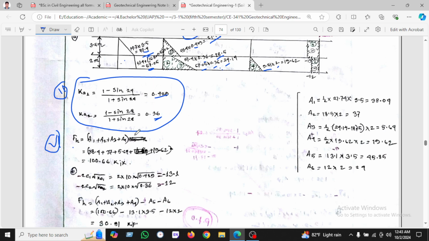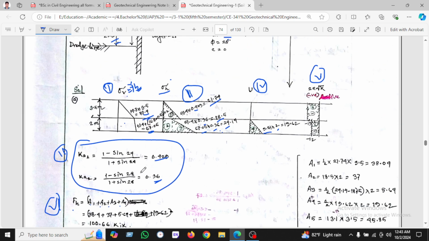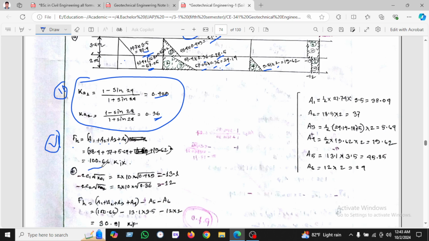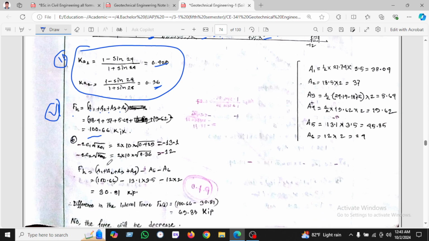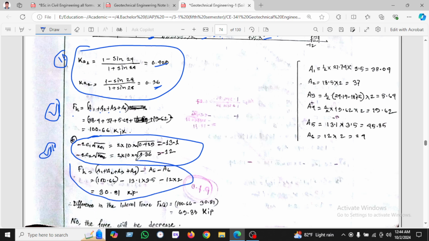The force will be the area of the soil: area 1, area 2, area 3, area 4, and found 100.6 is keeping, and we see the minus 2c root over k. All the for 2 portion we have calculated here. This is our seventh step, and this is our final step for active.